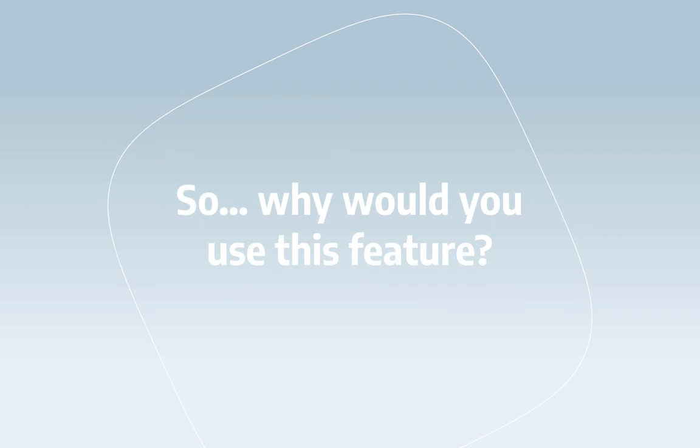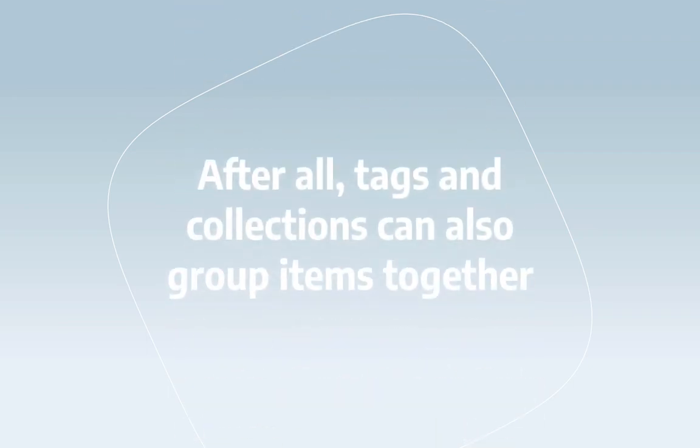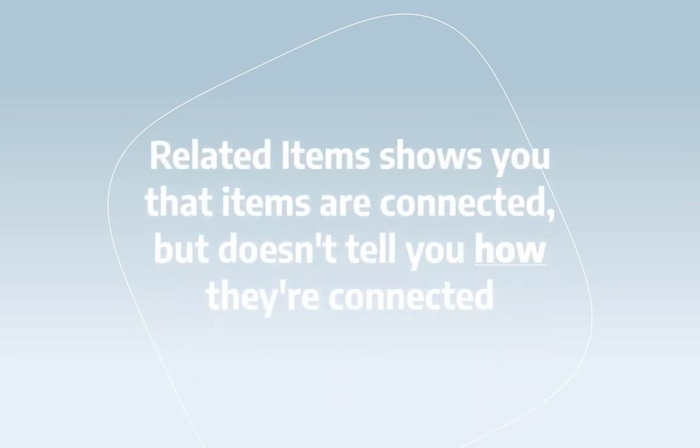So the bigger question maybe is, why would you use this? After all, it's pretty easy to argue that using tags and collections is a perfectly fine way to not only show that items are related by being in the same collection or sharing a common tag, but to actually show that items are related in a specific way. After all, related items just tells you that two items are connected somehow, but it doesn't tell you how.